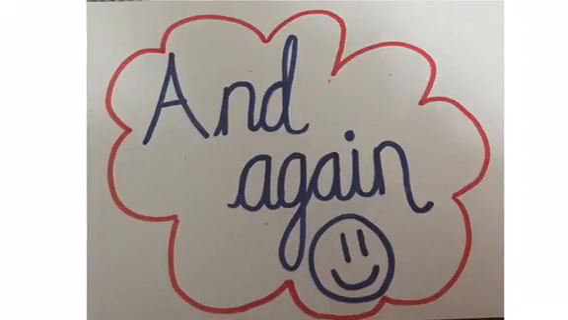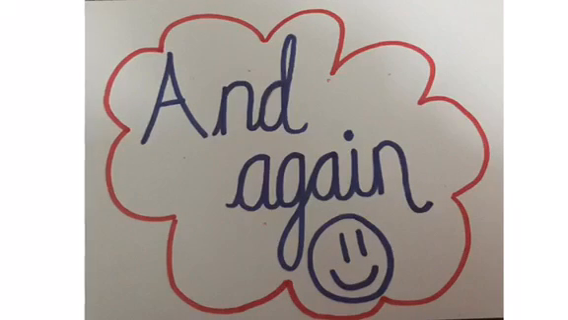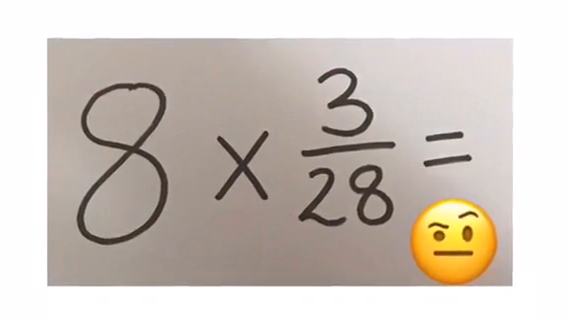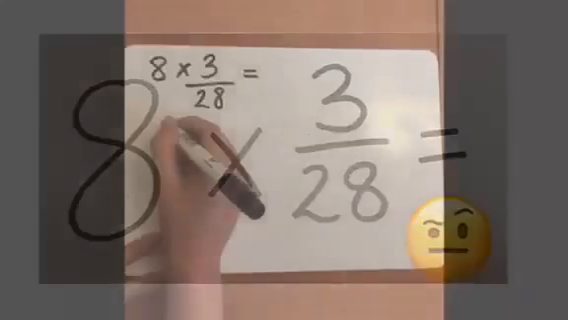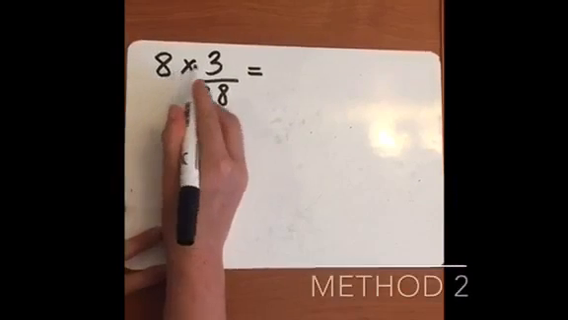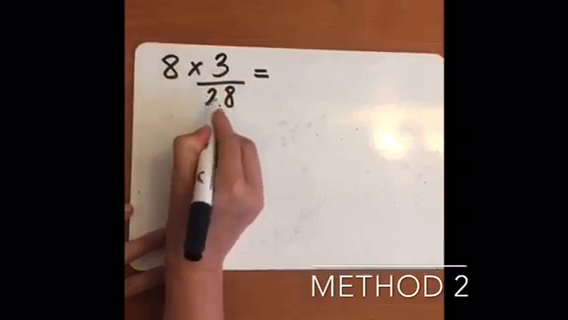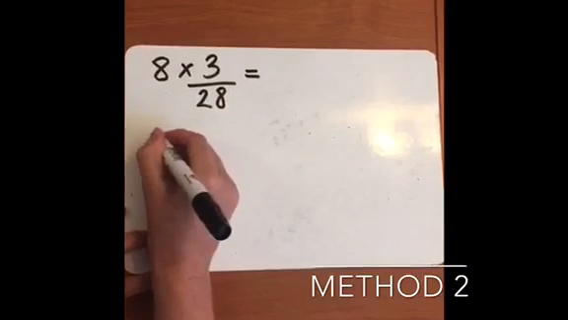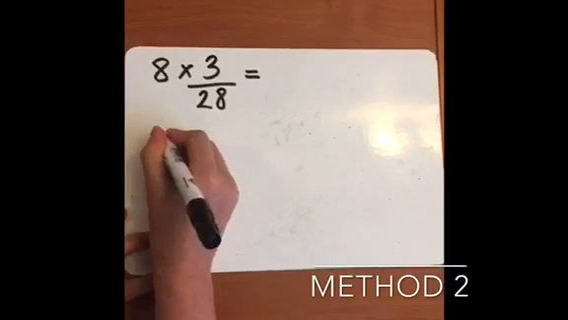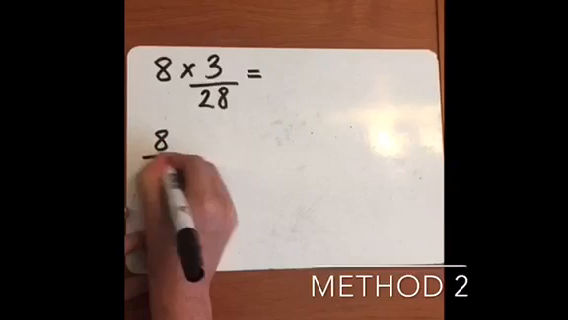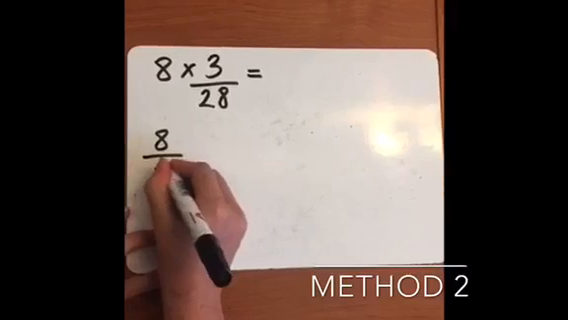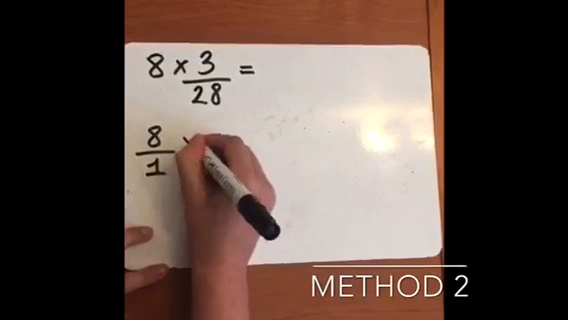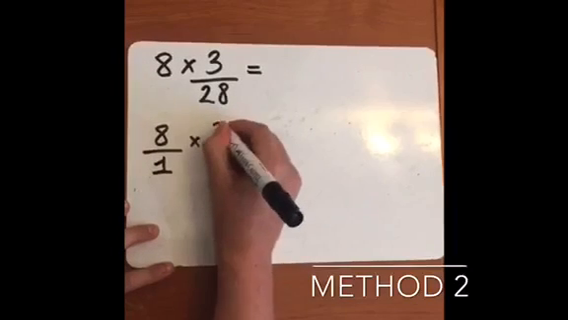Now we're just going to show you another example using method 2 that we taught you yesterday. Again, Miss Sheldon's written her calculation, 8 times 3/28. Now, 8 can be written as 8 over 1, because 8 divided by 1 is 8. She's then going to multiply that by 3/28.